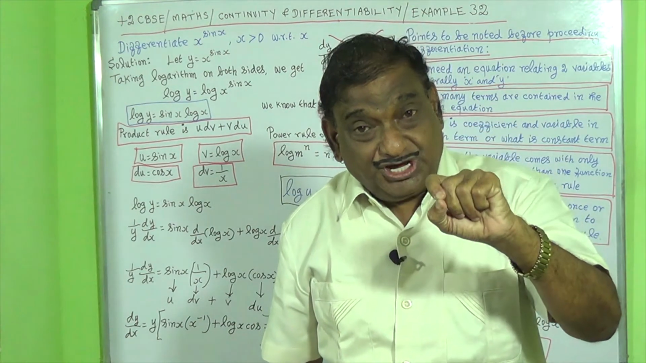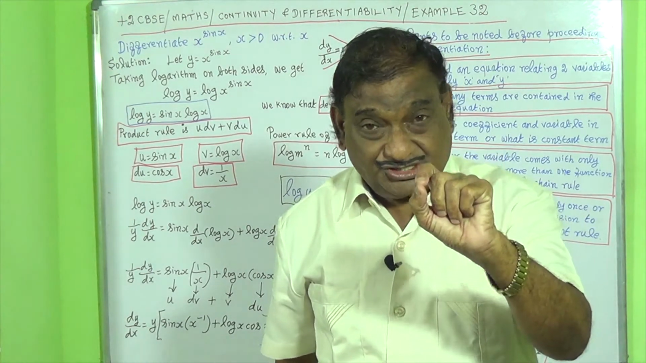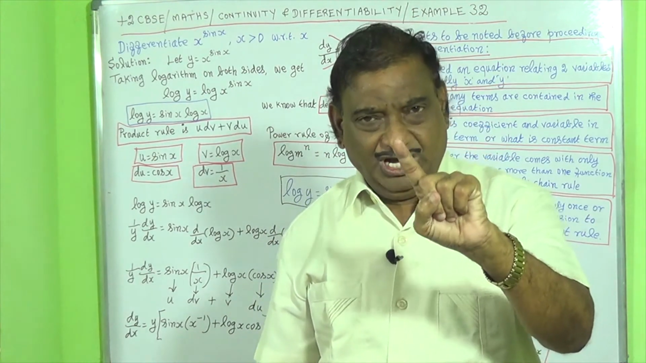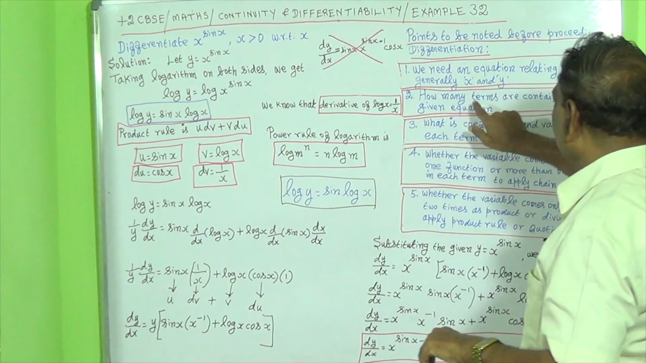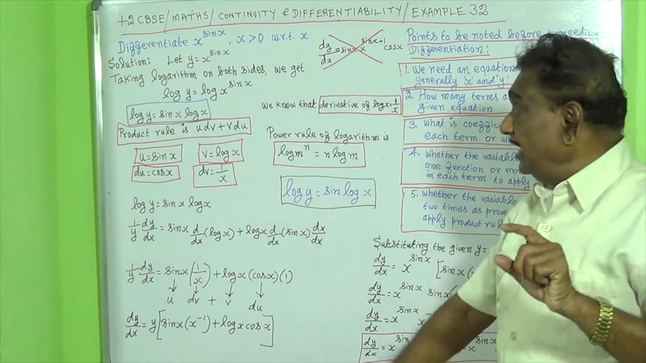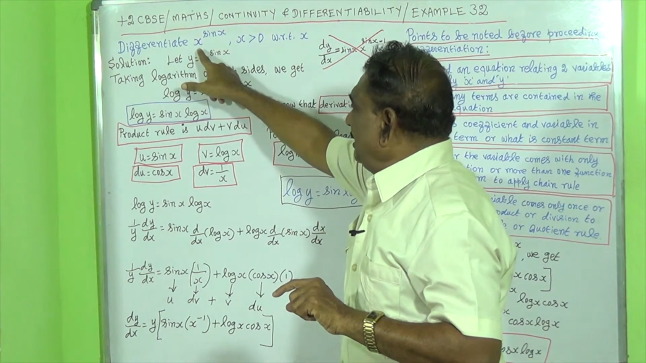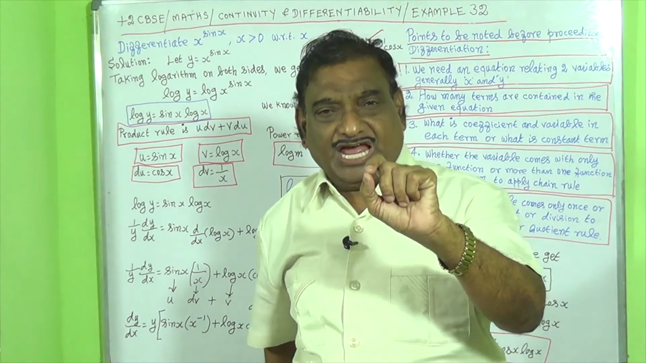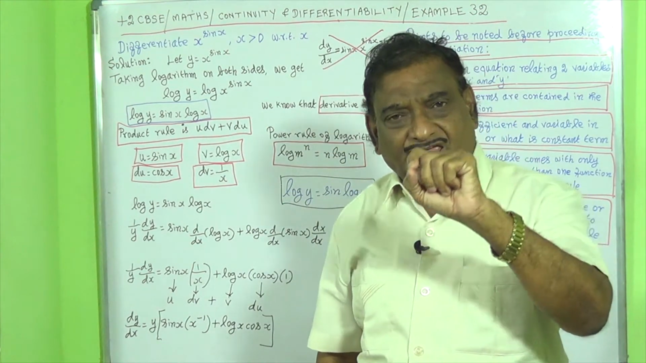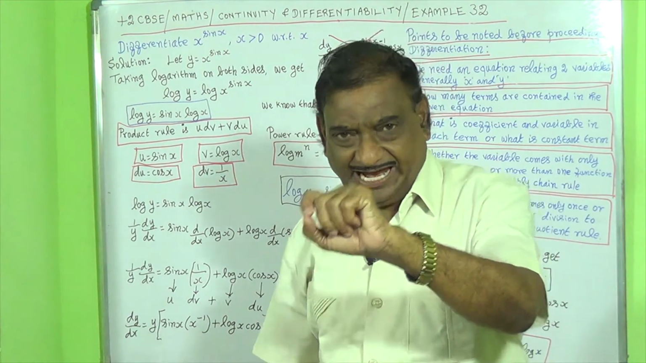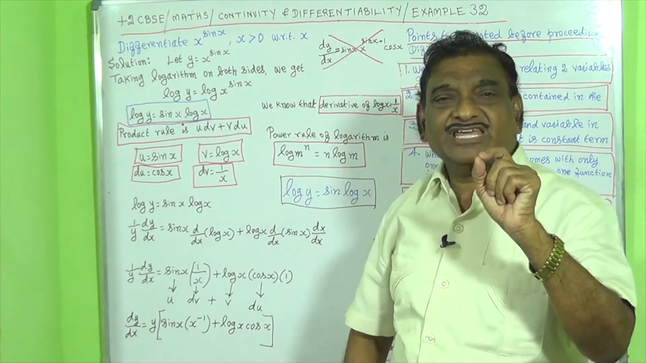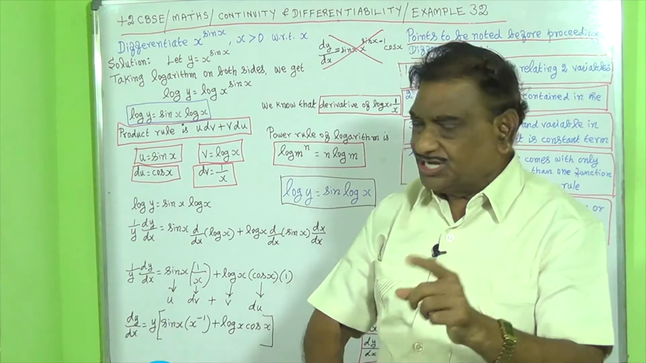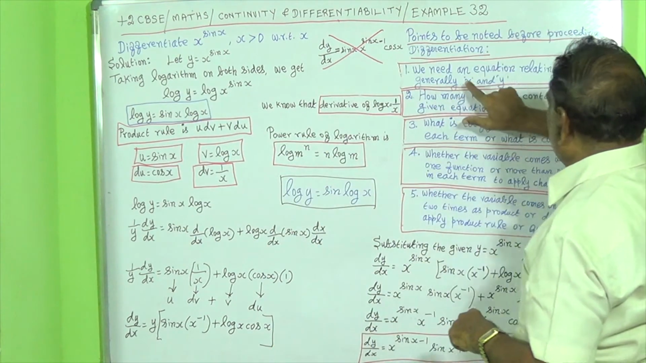Before proceeding to the differentiation, we should note 5 points. The first point is we need an equation relating two variables, generally x and y. Here there is no equation relating the variables x and y, but we can consider the given function as y. If we consider the given function as y, we will get y equal to x to the power sin x. Now we have an equation relating the variables x and y. So the first condition is satisfied.